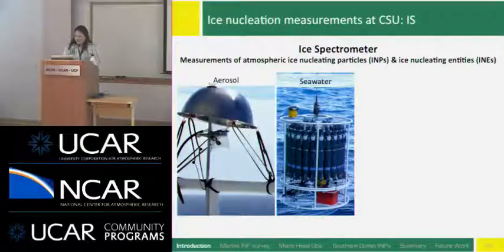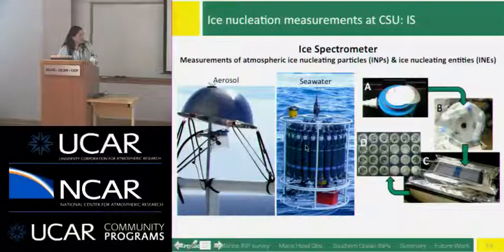And then, just briefly, I'll go over our ice nucleation methods at CSU. The first one is the ice spectrometer, which is the main one I'm going to focus on today. We can measure atmospheric ice nucleating particles by collecting aerosols onto filters. And then we can also measure ice nucleating entity concentrations by looking at measurements of seawater. So this is an oceanography instrument where they can collect seawater at various depths in the ocean, and so you can get profiles of ocean water. We were able to collect seawater on a ship voyage, and then we process these in the lab.